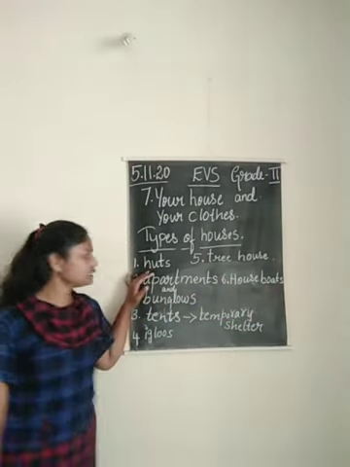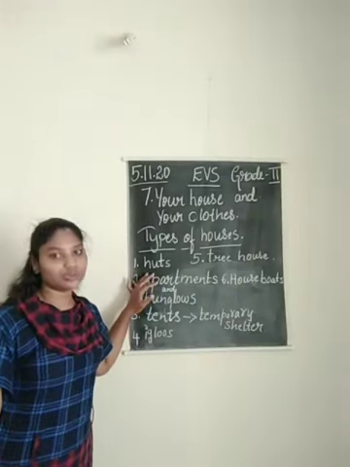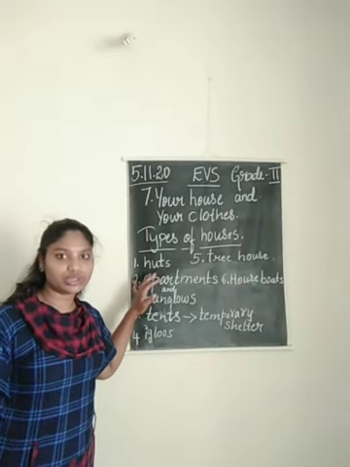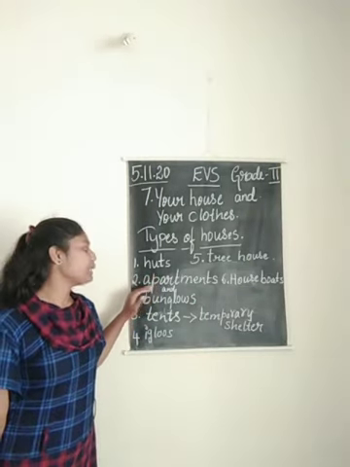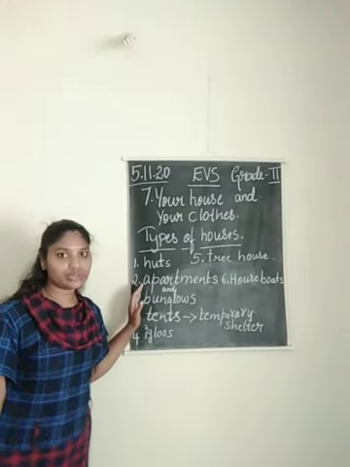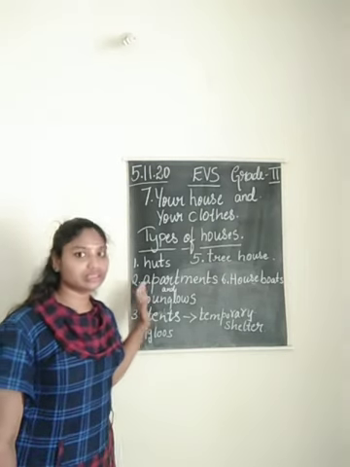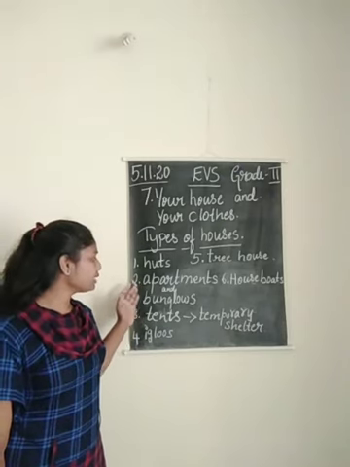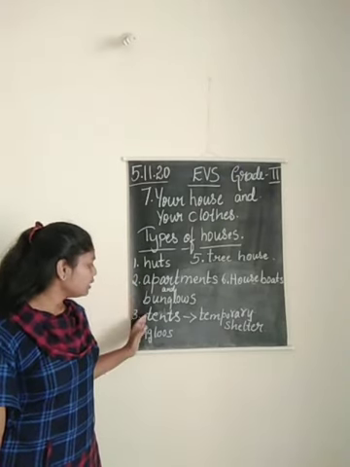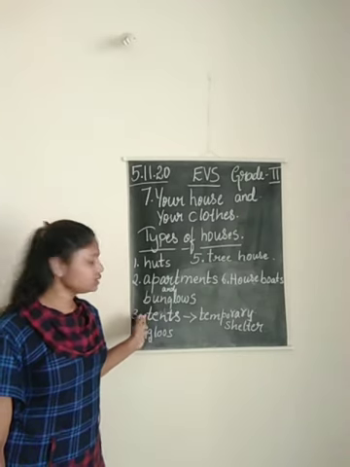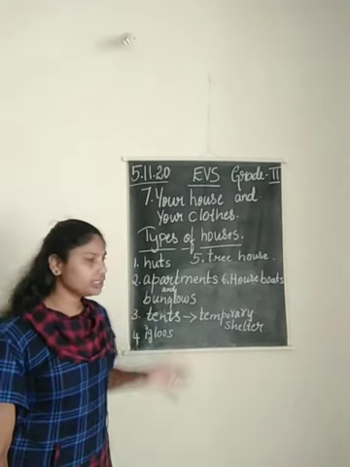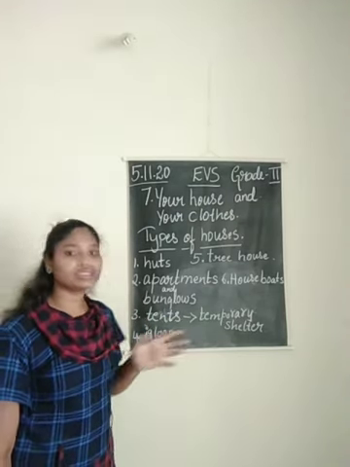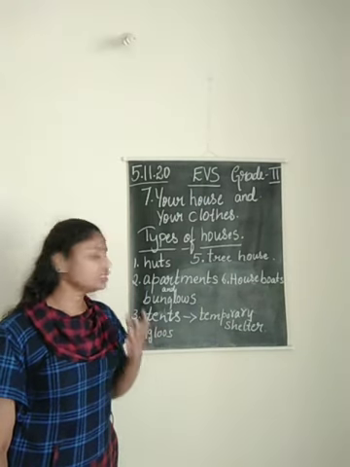Huts are kaccha houses which are not strong as they are built with stones and mud. Apartments and bungalows are pakka houses as they are built with iron rods, cement, stones, etc. Tents are temporary shelters, and the material used to make tents is plastic or canvas cloth.